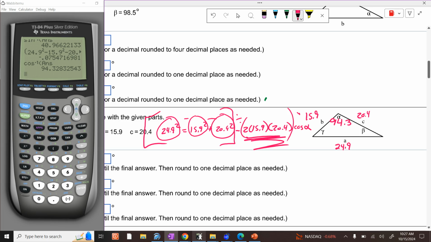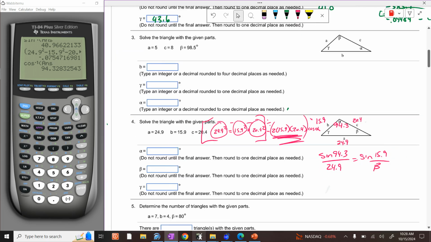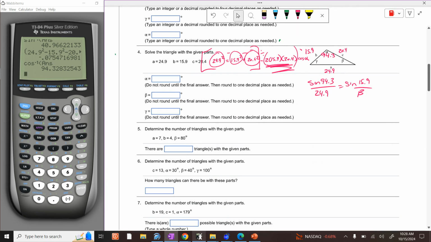Okay? Just understand the algebra, understand how to write out the problem. This squared minus this squared minus this squared, all in parentheses, divided by this whole group squared. And then inverse cosine of the answer. Then, once you get this far, it's just law of sines. The sine of 94.3 over 24.9 equals the sine of 15.9 over beta. Cross multiply, solve, you can do law of sines.